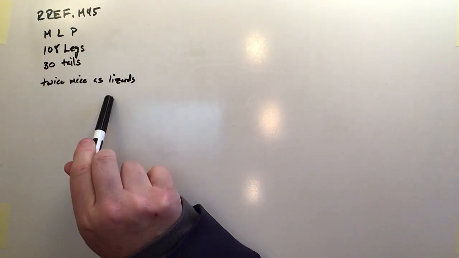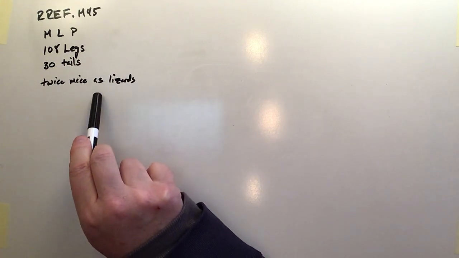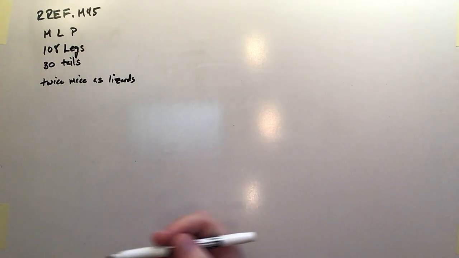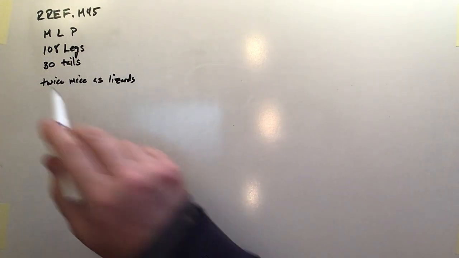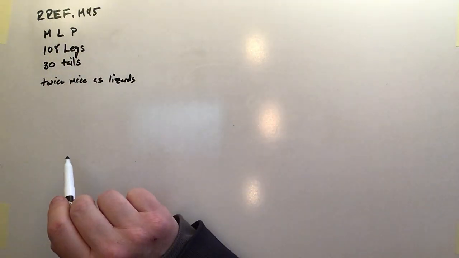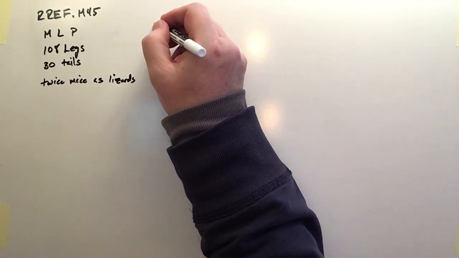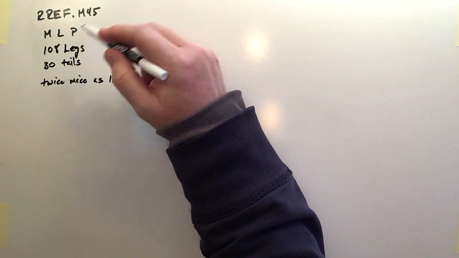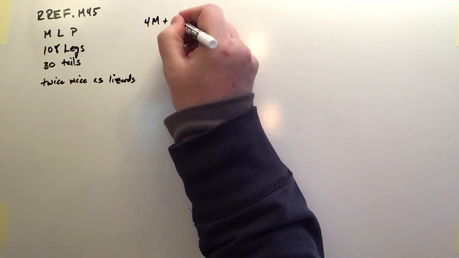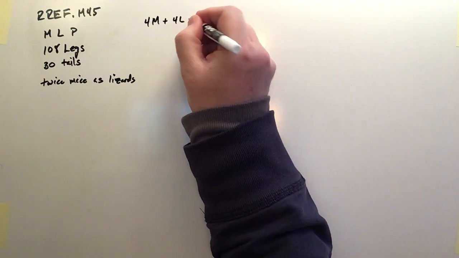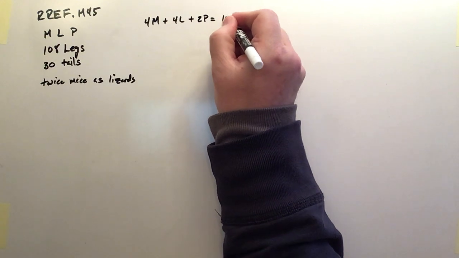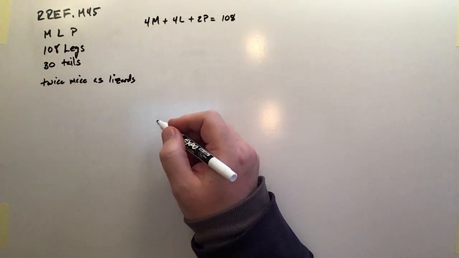So what we want to do is try and build a system of equations out of this, and then use reduced row echelon form on the resulting matrix and find our solution. So it makes sense to use M, L, and P as our variables. If there's 108 legs, then the equation that naturally arises from that is every mouse has 4 legs, every lizard has 4 legs, and every peacock has 2 legs. And so that adds up to 108, which is the total of legs.